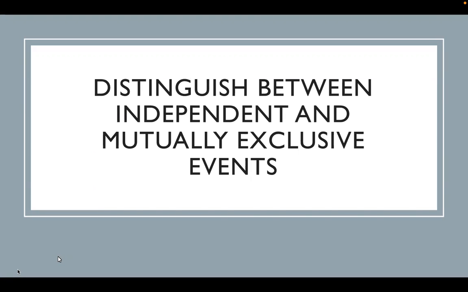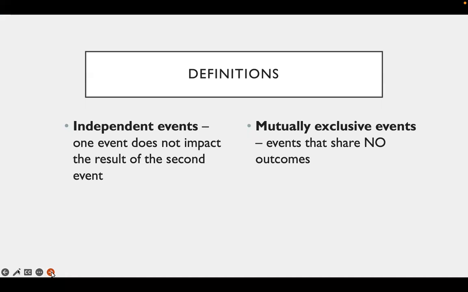Distinguish between independent and mutually exclusive events. So first, let's have definitions of what those mean. Independent events is one event that does not impact the result of a second event. So that would make those two events independent.